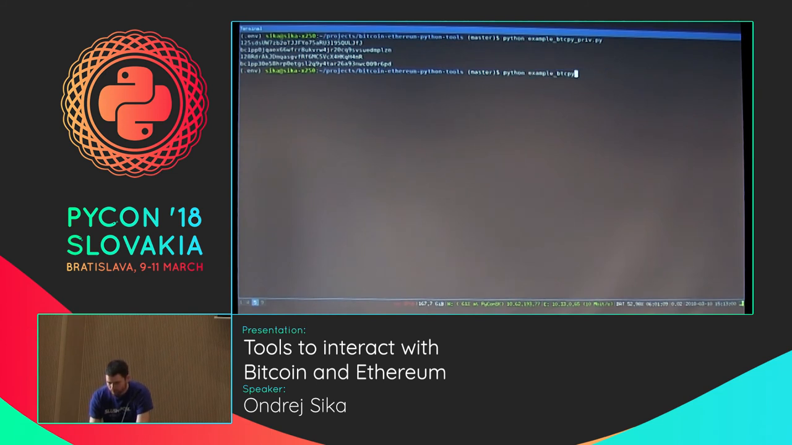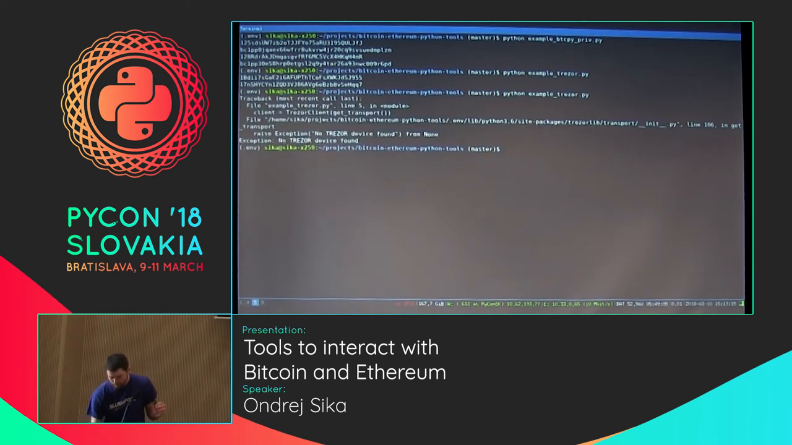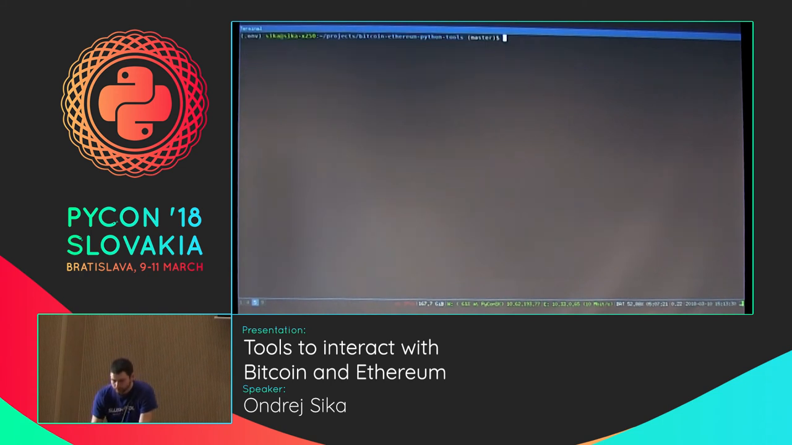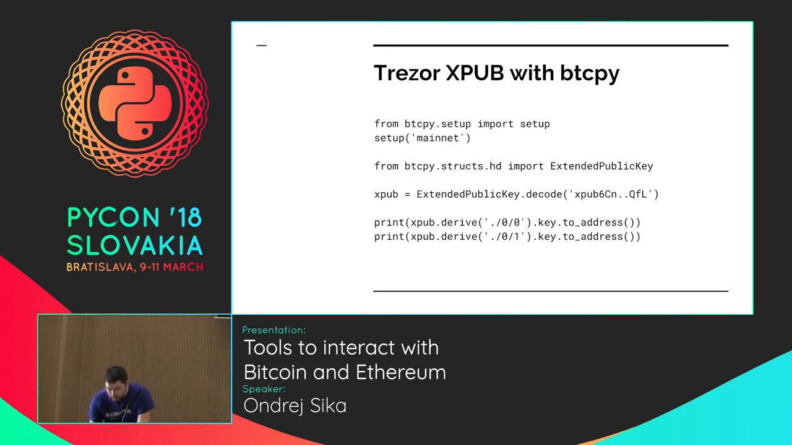There is an example, Trezor, generate the addresses. When I connect the Trezor and try it, not found. But right now I need to add the pin, and then I unlock the Trezor and I can generate the addresses. I don't like this pin entry, so I disable the Trezor, and I have another example.